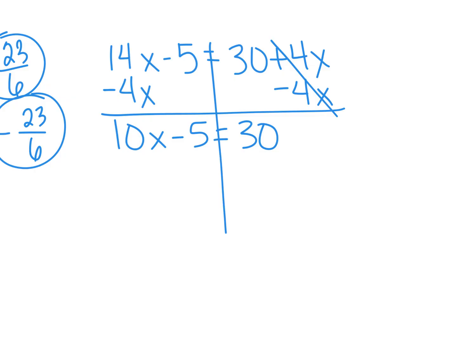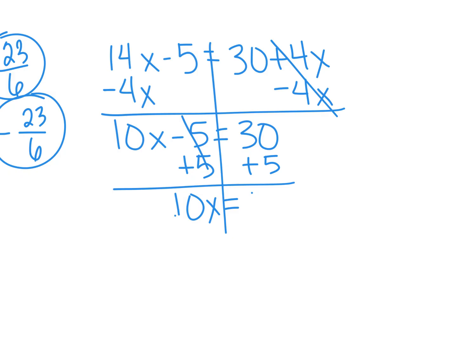Now it's a 7th grade problem. Move your constant. What's the constant? -5. Good. And we're going to move it by doing what? We're going to plus or add 5. 10x equals 35. Last step. Divide. Always divide by the number in front of the letter, that coefficient.